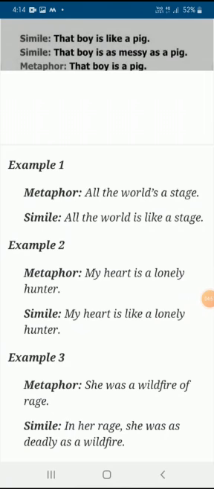Example number 2. Metaphor: My heart is a lonely hunter. Simile: My heart is like a lonely hunter. Example number 3. Metaphor: She was a wildfire of rage. Simile: In her rage, she was as deadly as a wildfire.